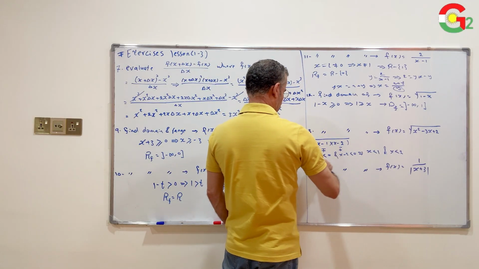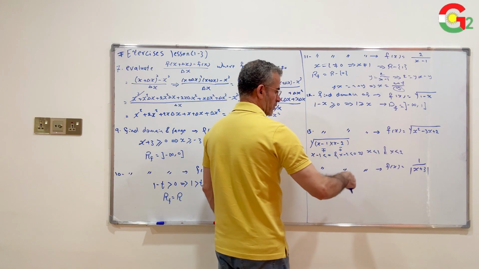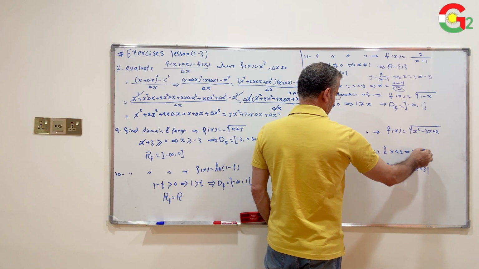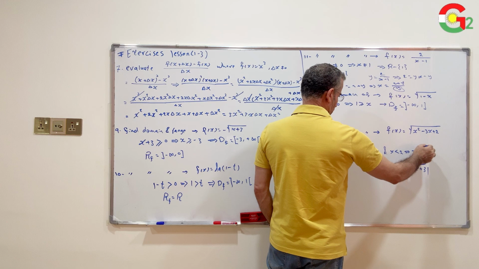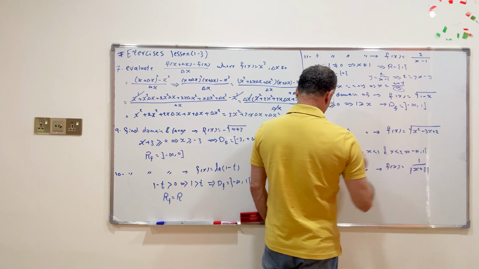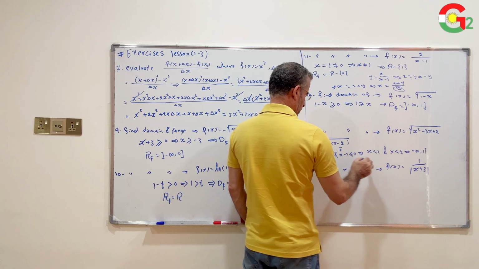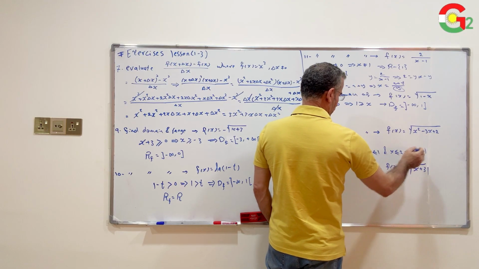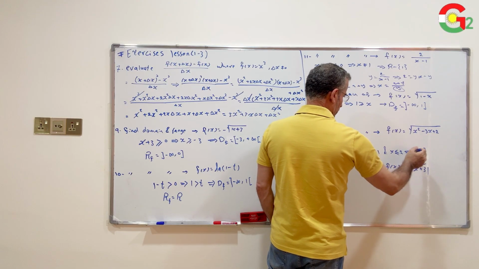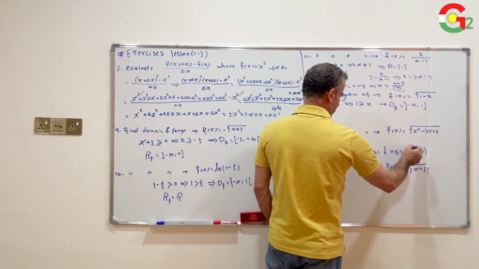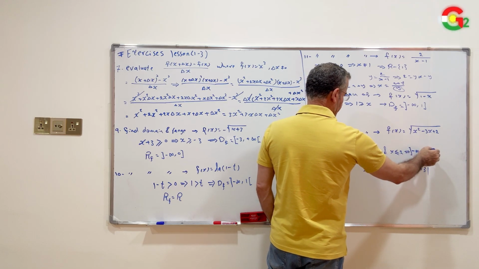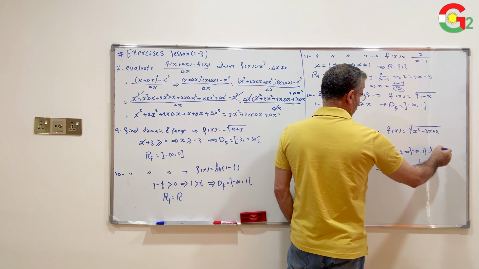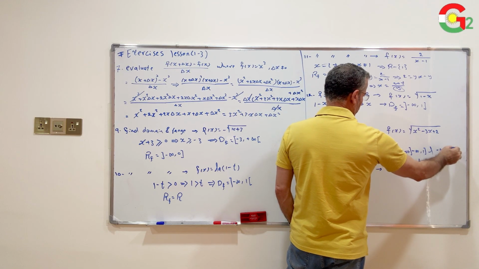x less than 1 and x less than 2. x less than 1 means negative infinity to 1, or equal also, because 0 satisfies the function, and x less than or equal to 2 means negative infinity to 2.